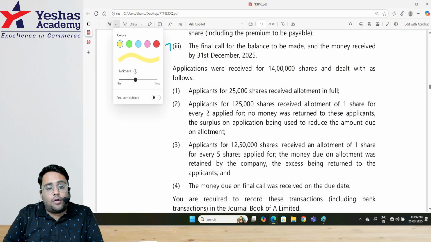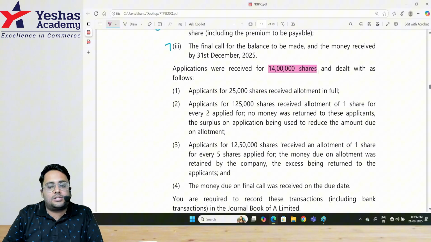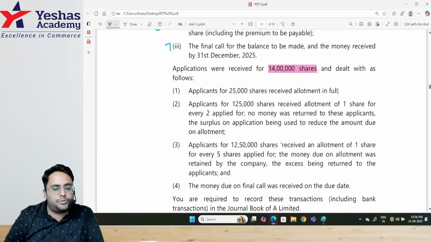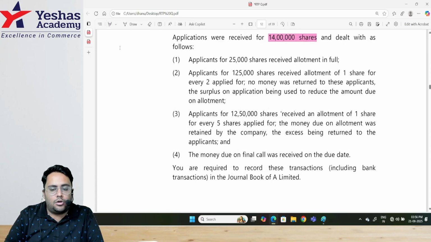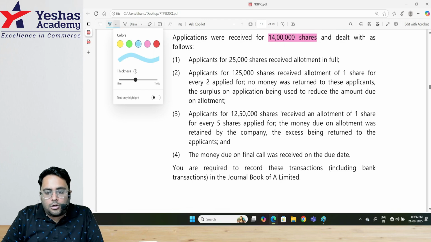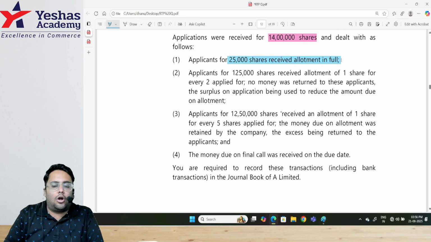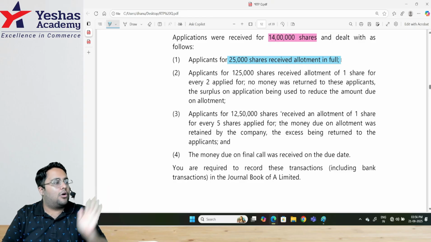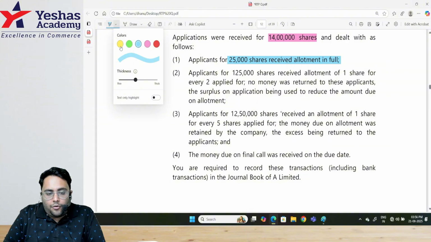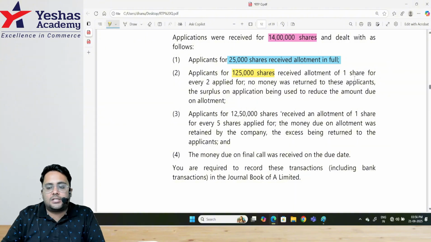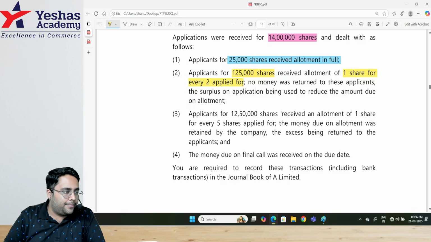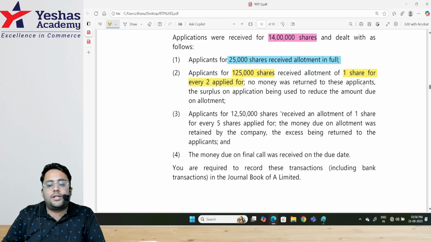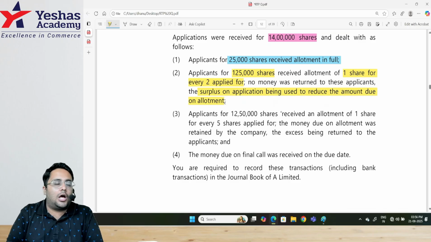Applications were received for 14 lakh shares. What is the question dealing with? Over subscription, and was dealt with as follows. Applicants for 25,000 shares received allotment in full. The first category, 25,000 applications have received full allotment. Applicants for 1,25,000 shares received an allotment of 1 share for every 2 applied for. No money was returned to these applicants, the surplus on application being used to reduce the amount due on allotment.